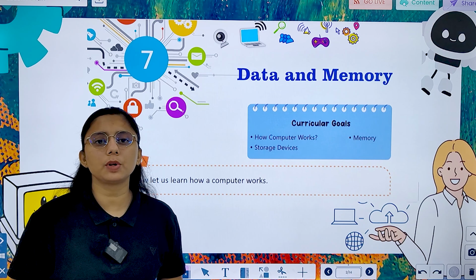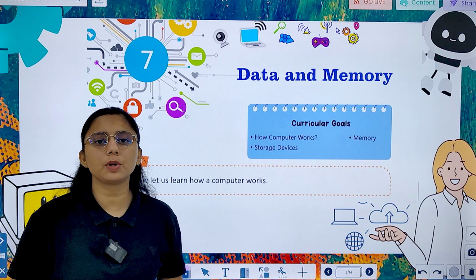The same way, a computer also needs you to tell it what to do. You give instructions to a computer in the form of data. Like your teacher gives you instructions, you also give instructions to the computer, and only then does it do your work. The computer follows these instructions, processes them, and shows you the final result. The final work done by a computer is in the form of information.